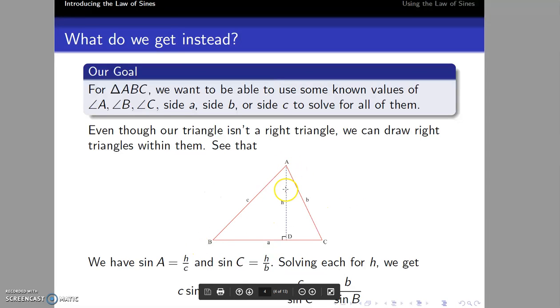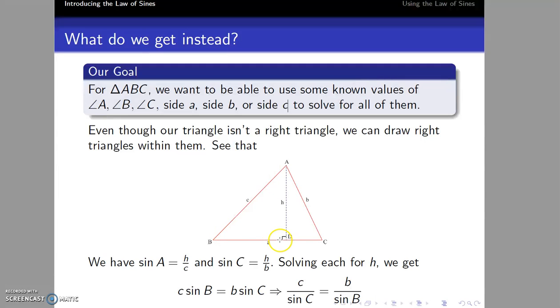And if we drop what's called an altitude, if we drop this vertical line so that it's perpendicular with side A here, we form not one, but two right triangles. First of all is ABD, the other is ACD. And what we've got now, right angle here, angle B is unchanged, angle C is unchanged.